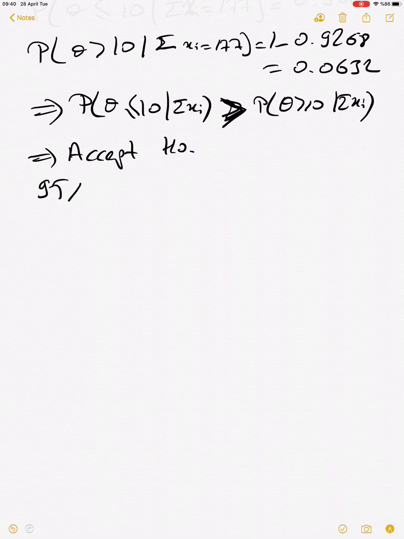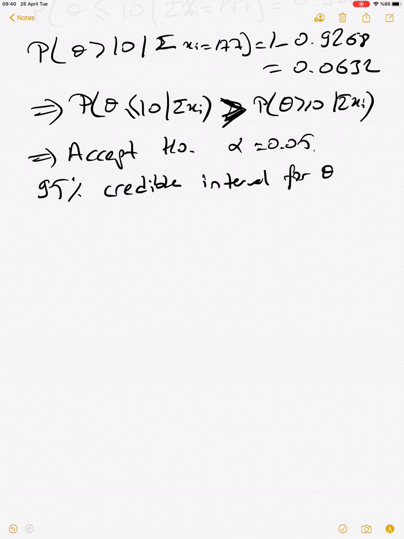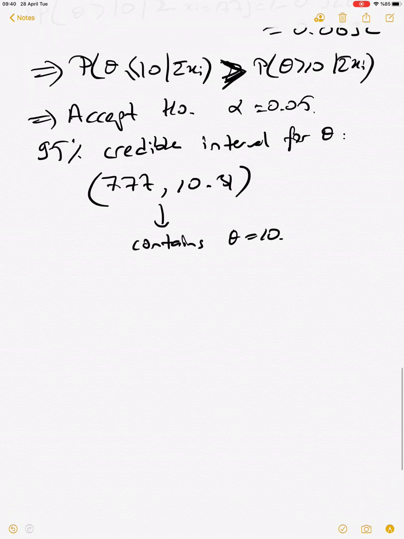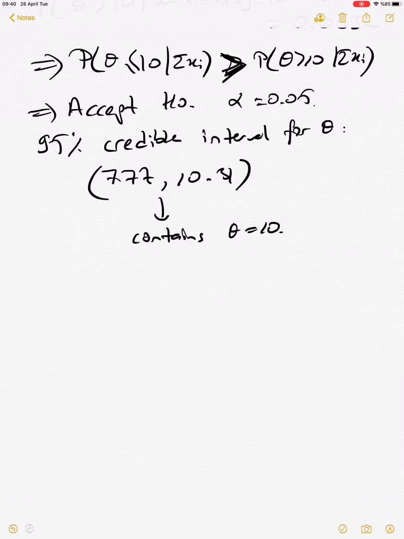After that we can also find the 95% credible interval. Again, we set our alpha as 0.05 here, for theta as 7.77 and 10.31. As you can see, this contains 10. So this also says that we cannot reject the null hypothesis. This is a very simple example.